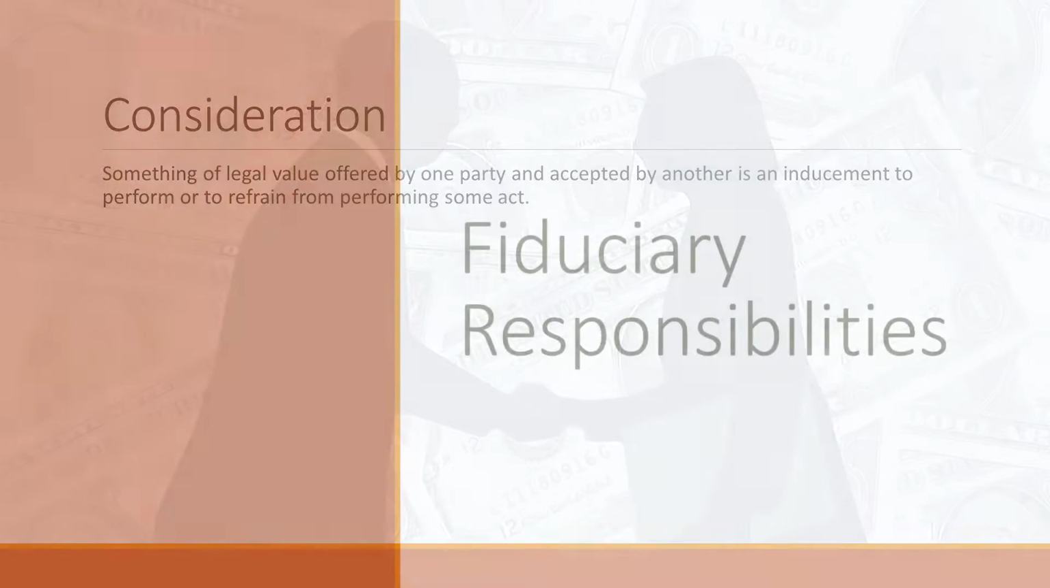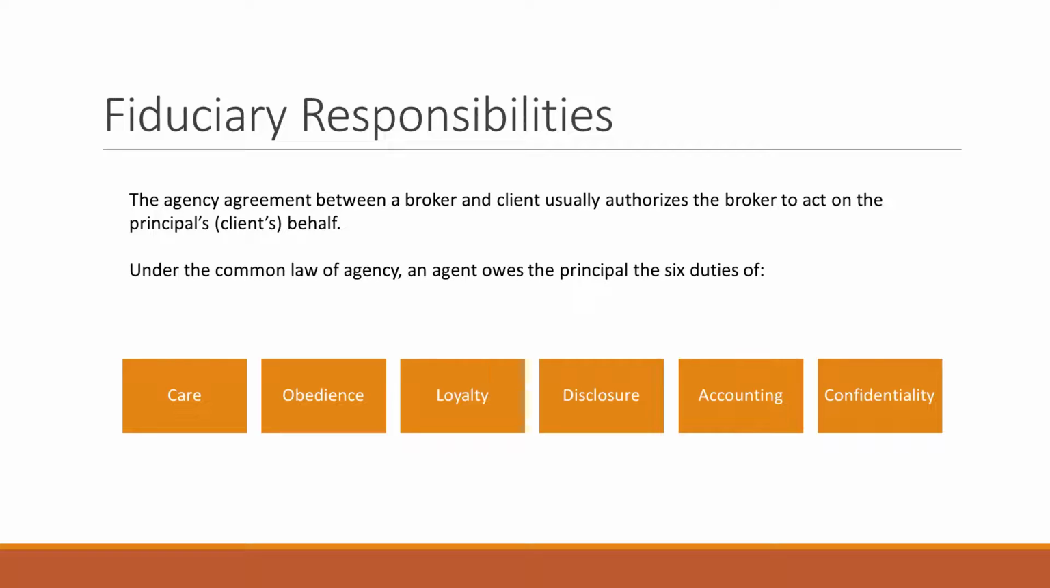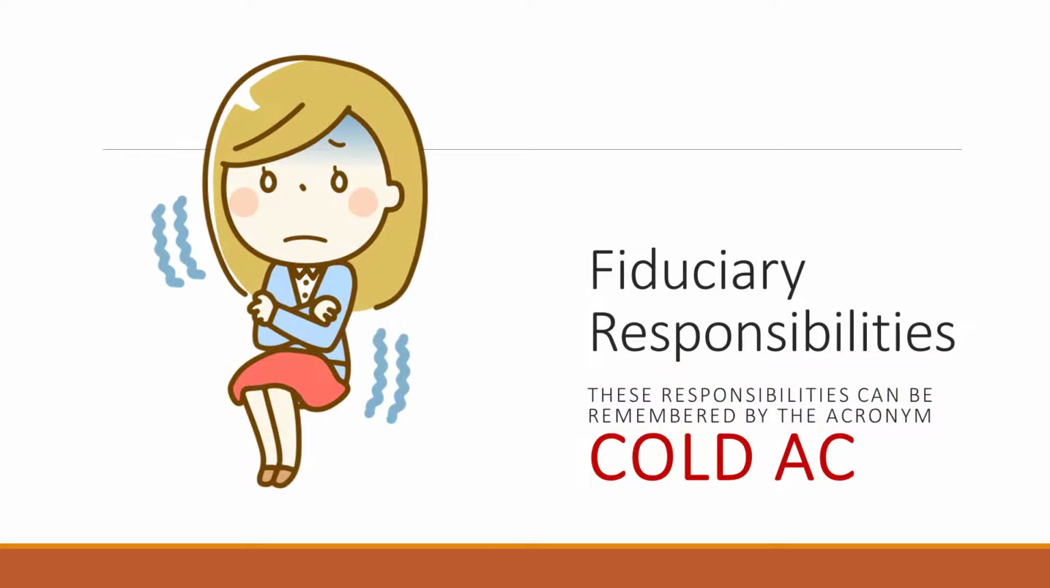Next, the fiduciary responsibilities of an agent. The agency agreement between a broker and client usually authorizes the broker to act on the principal's behalf. Under the common law of agency, an agent owes the principal the 6 duties of care, obedience, loyalty, disclosure, accounting, and confidentiality, which can be remembered by the acronym COLD AC.